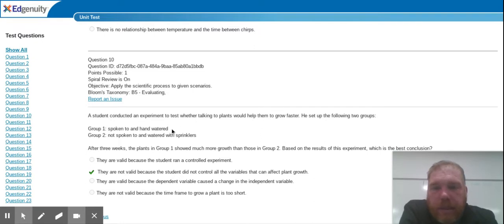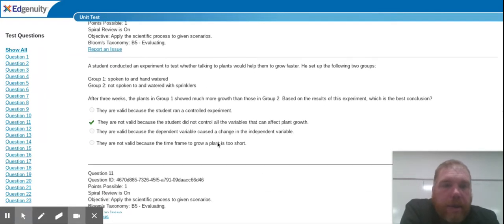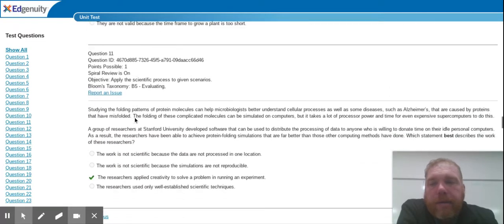We have a student that's conducting an experiment to see whether talking to plants will help them grow faster. And they ask, here's the setup, group 1 and group 2. And it's asking about the best conclusion. And this is a question about controls. If you hand water one group and water with a sprinkler the second group, you're not keeping that variable the same. So it's B, they did not control the variables, and so the data is not valid.